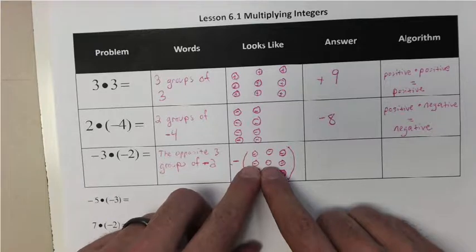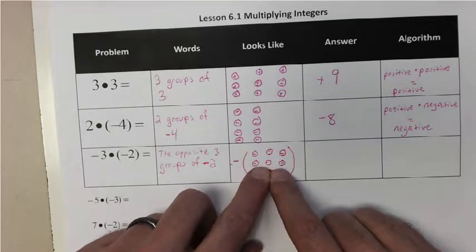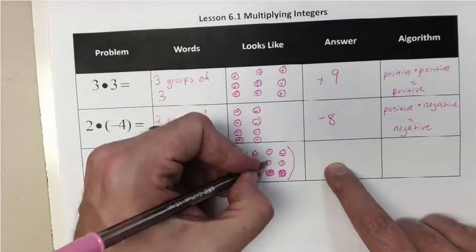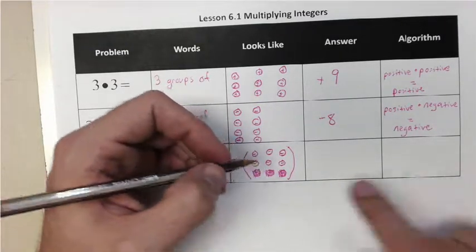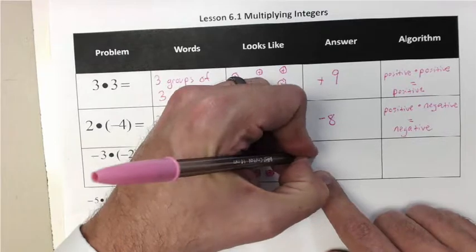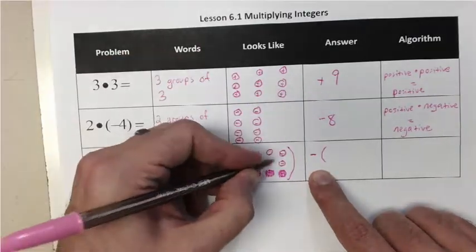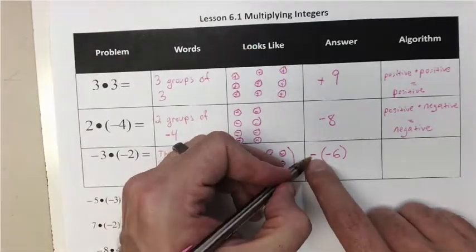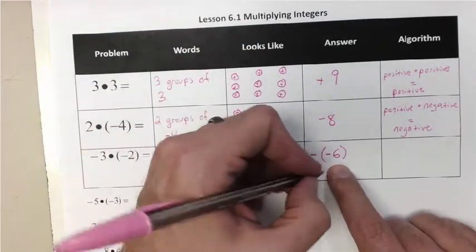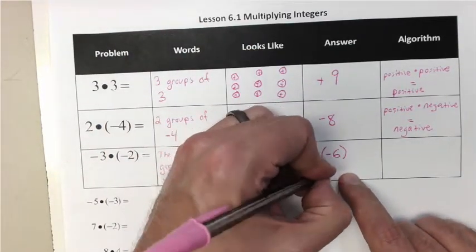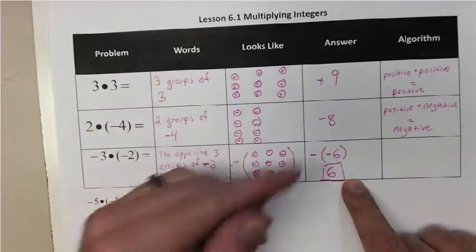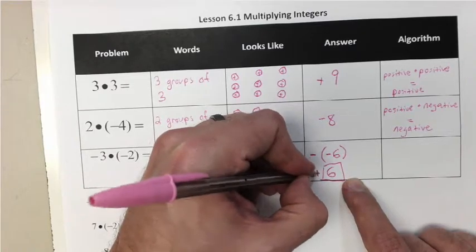So it's 3 groups of negative 2. So negative 2, negative 2, negative 2. Alright. That is 6. So it's the opposite of, and I've got negative 6 chips. So what is the opposite of negative 6? The opposite of negative 6 is 6. So it's a positive answer.